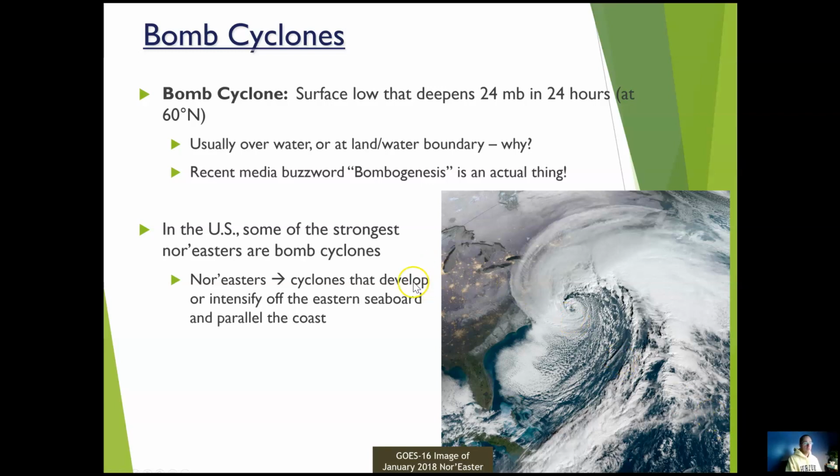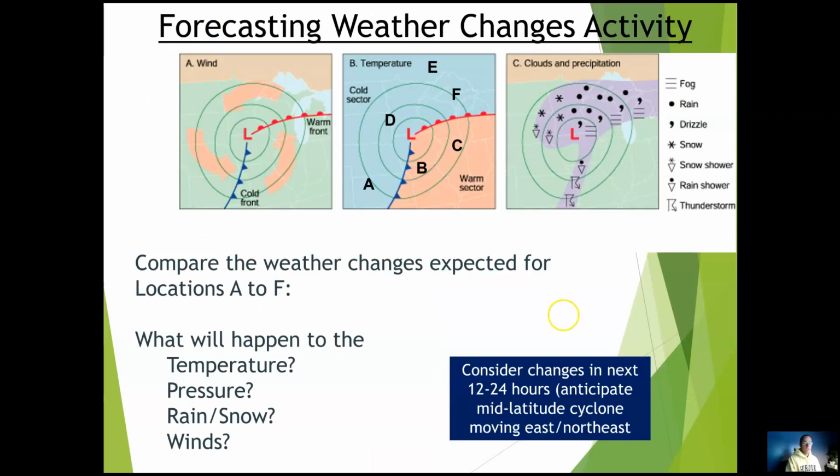So in reality, this probably was a mature cyclone somewhere over the central and even the eastern United States, became occluded, and you may have had reformation off the eastern seaboard. And so some of the strongest nor'easters, that's another term that we use for some of these really intense storms.